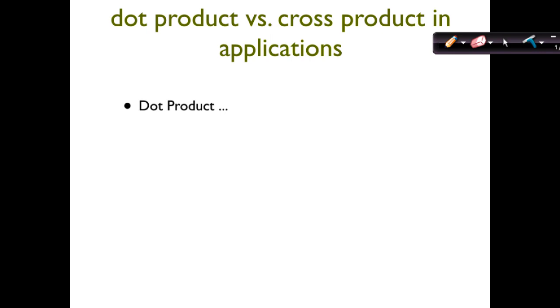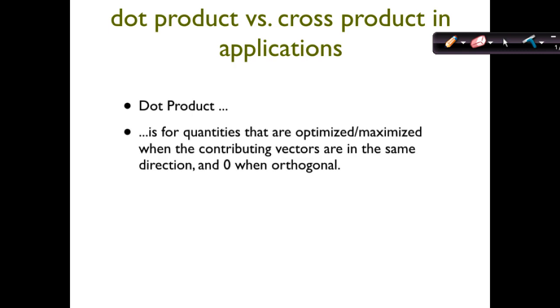You'd use the dot product when the quantity that you're computing is maximized when, right? If the quantity you're calculating, when would it be maximized? Yeah, when the contributing vectors are in the same direction. So dot product is for quantities that are maximized when your original vectors are in the same direction, and 0 when orthogonal.